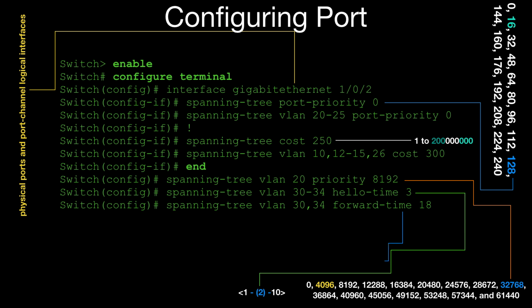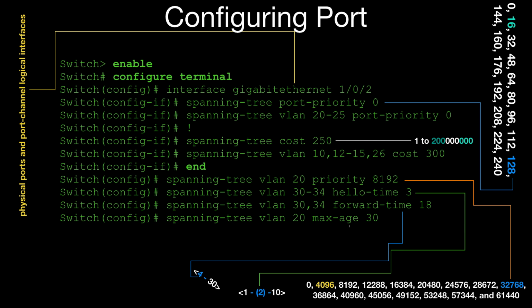Configures the forward time of a VLAN. The forwarding delay is the number of seconds an interface waits before changing from its Spanning Tree learning and listening states to the forwarding state. For seconds, the range is 4 to 30, the default is 15.